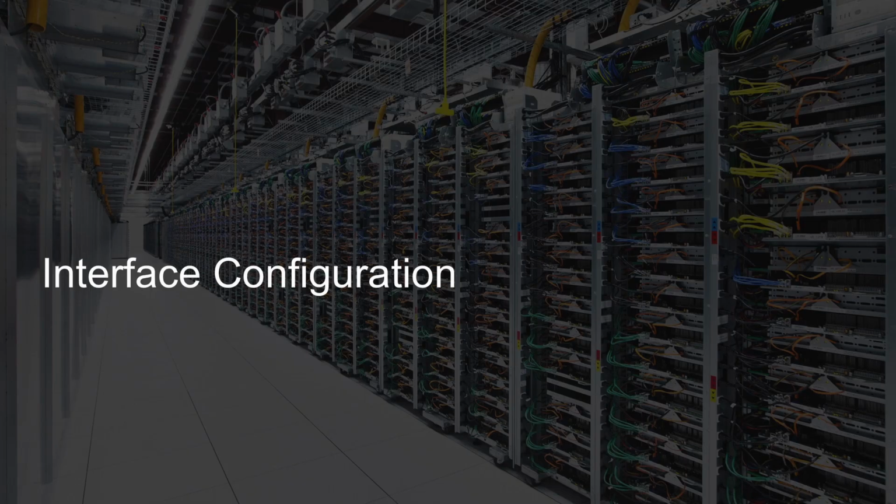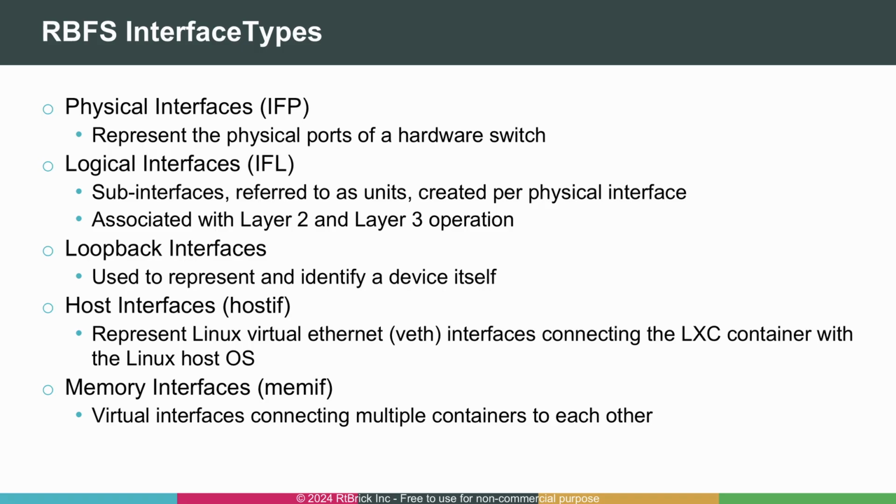Now that we've familiarized ourselves with the RBFS CLI and its various modes, we'll walk through some simple configuration examples in the following sections. We'll begin with configuring network interfaces, a task we frequently encounter in practice. RBFS supports a variety of interfaces, including both physical and logical types. A physical interface typically represents the physical ports on a hardware switch.